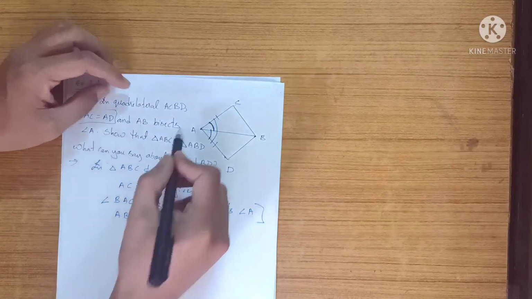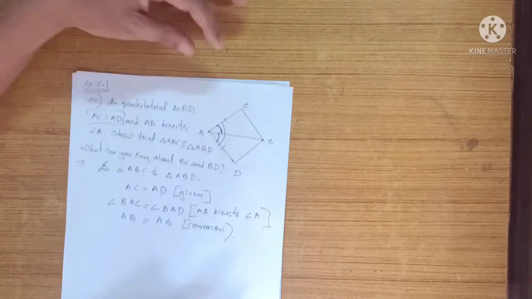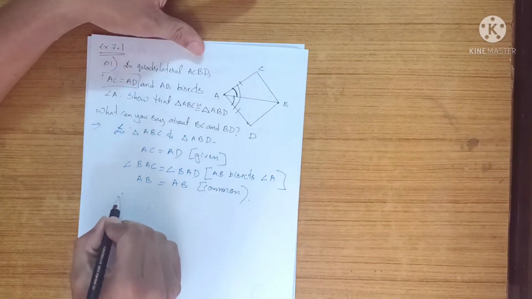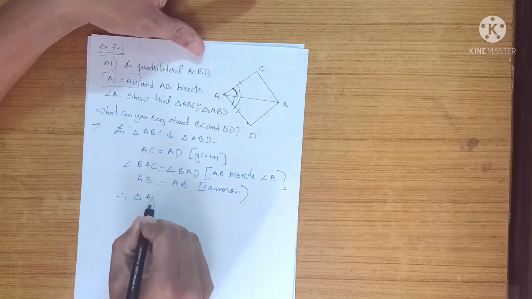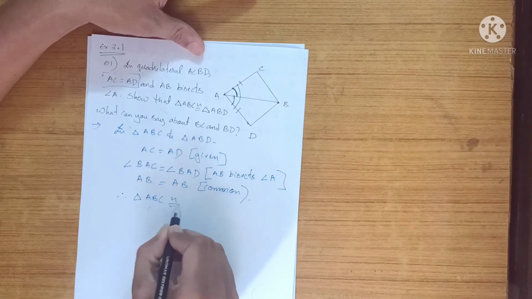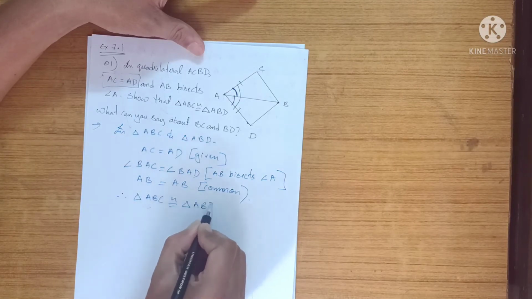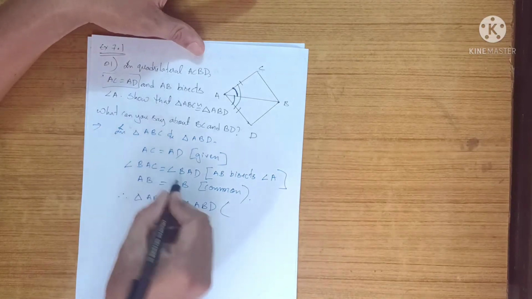Okay, they're showing the common base or common side. So you can say that triangle ABC is congruent to triangle ABD by what rule? Side, angle, side.